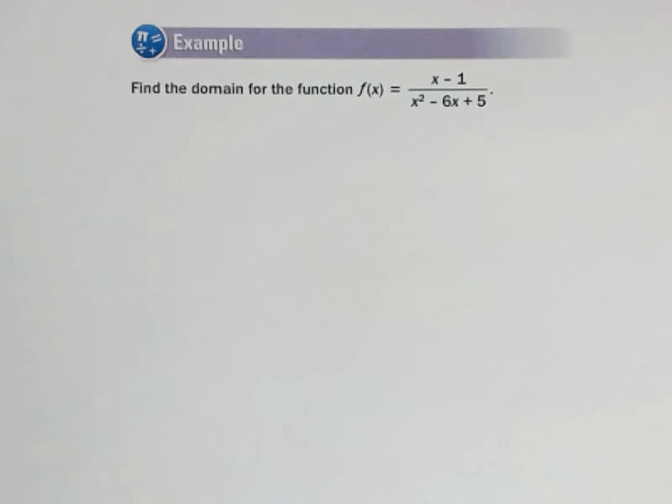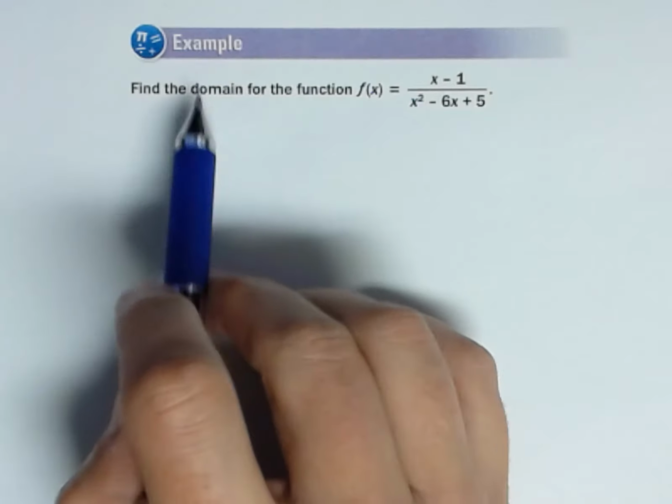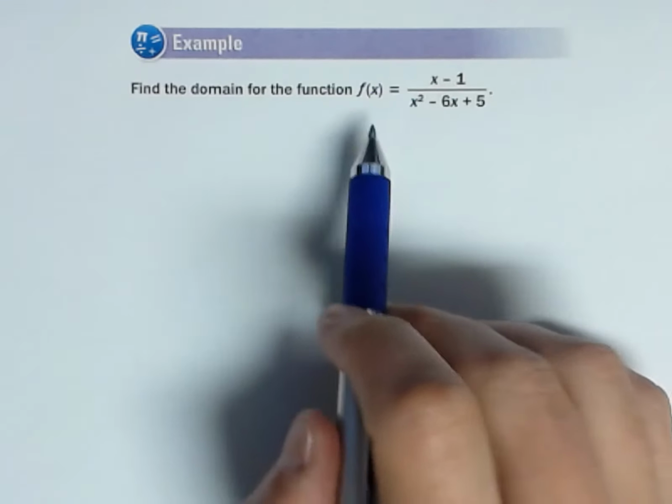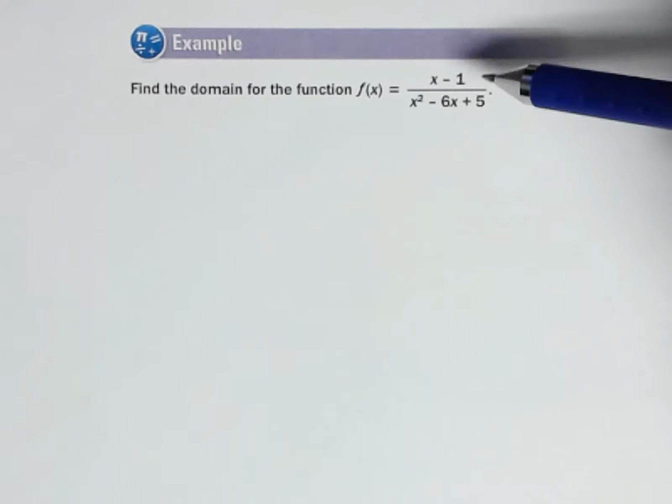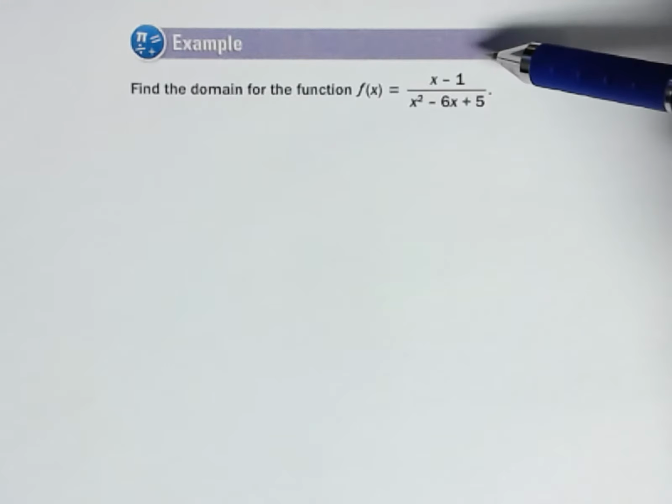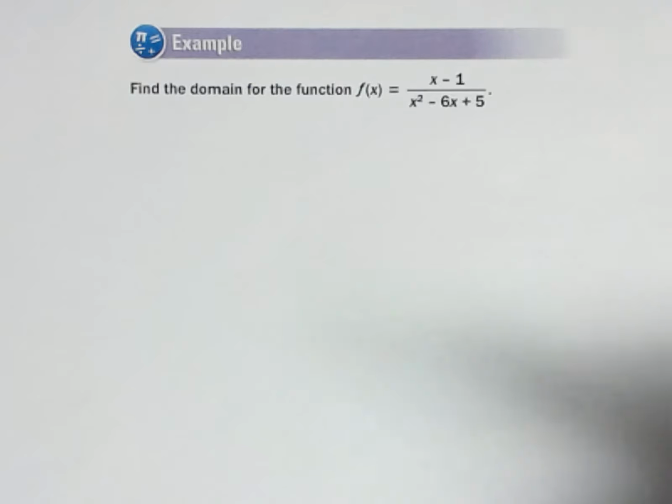Okay, we're getting into our asymptotes lesson. First thing we want to do, find the domain for this rational function. Again, rational function, just a ratio of two polynomials, right? Not too big a deal.